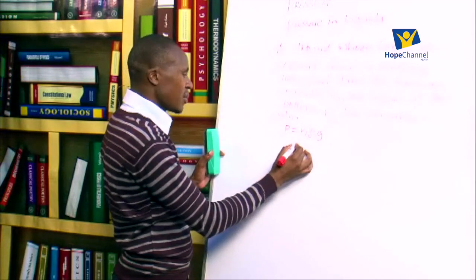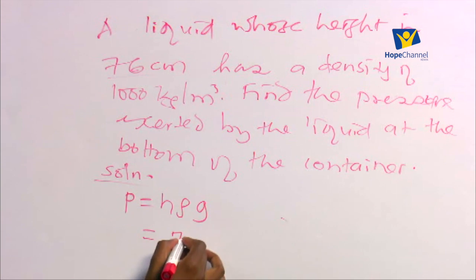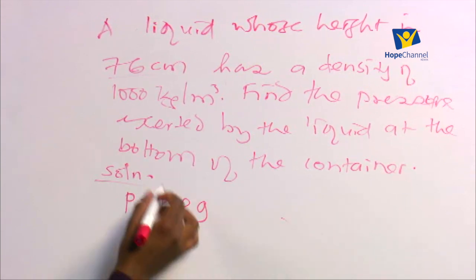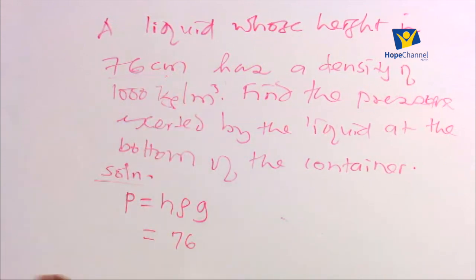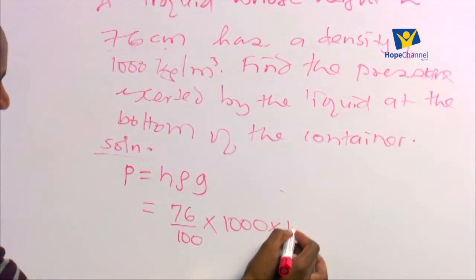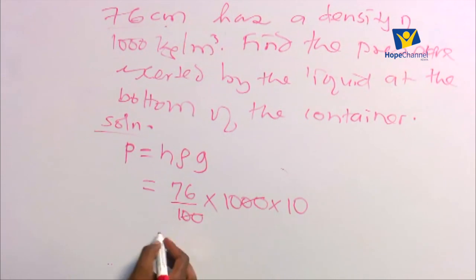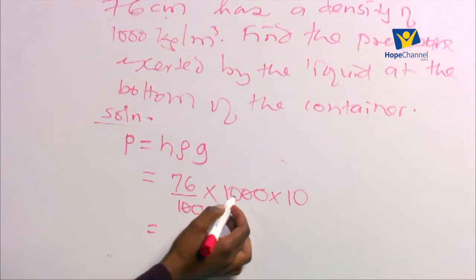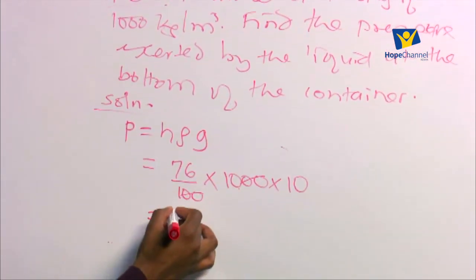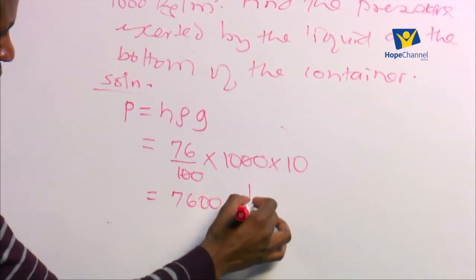Now this will be equal to, in this case the height is 76, so we have 76. Because it is in centimeters, we convert to meters, so divide by 100, times the density of the liquid, which is 1000, then times the gravitational force, which is 10. So we have these two zeros, and those two zeros cancel out. We have 76 times 10 times 10. This will give us 7600 newtons per square meter.